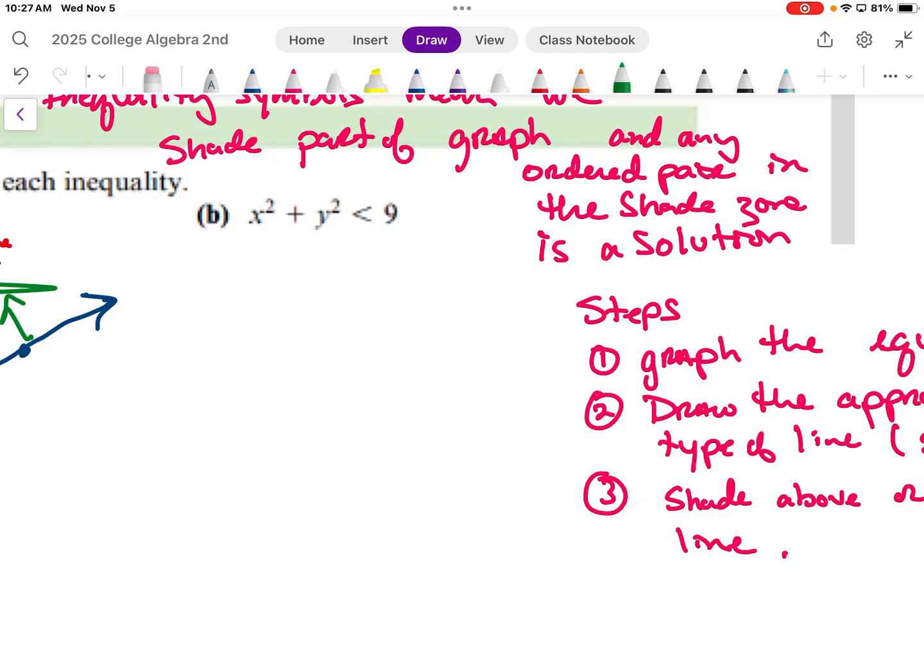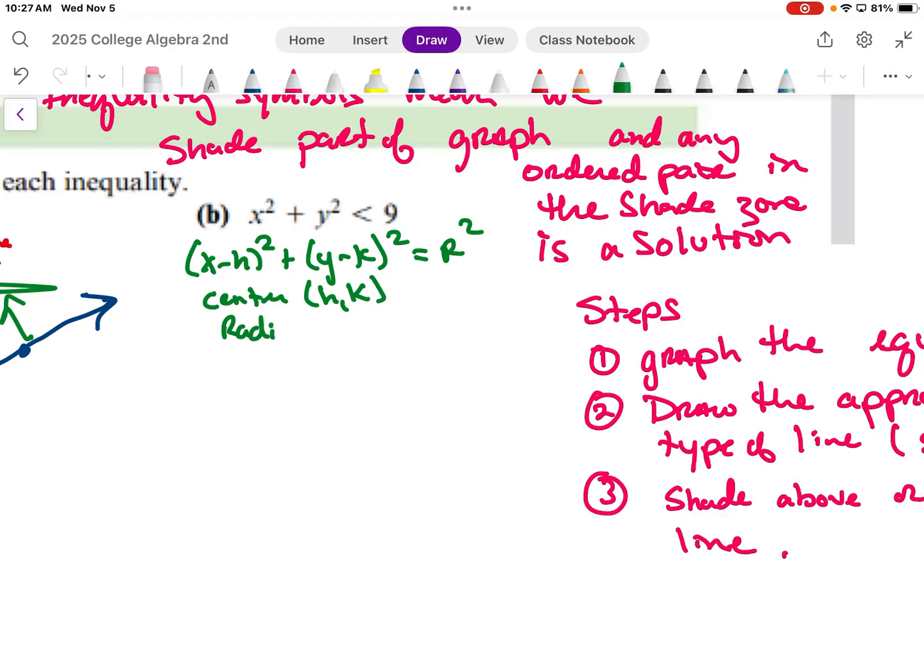So remember, we have this in our notes several times. (x minus h) squared plus (y minus k) squared equals r squared. My center is (h, k), and my radius is r. So in our case, our center is (0, 0), because there's no numbers with the x and y. So this is centered at the origin.